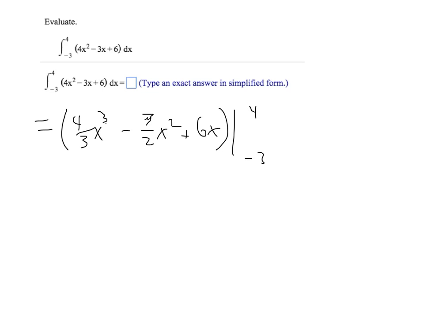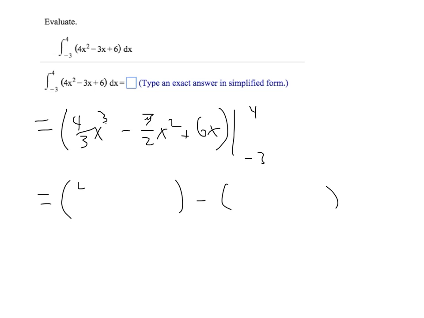Notice that we can stop there and just check with the derivative. The derivative of 4/3 x cubed is definitely 4x squared. The derivative of 3/2 x squared is definitely 3x. And the derivative of 6x is definitely 6. So that is correct. And now I have to very carefully put these numbers into the expression.